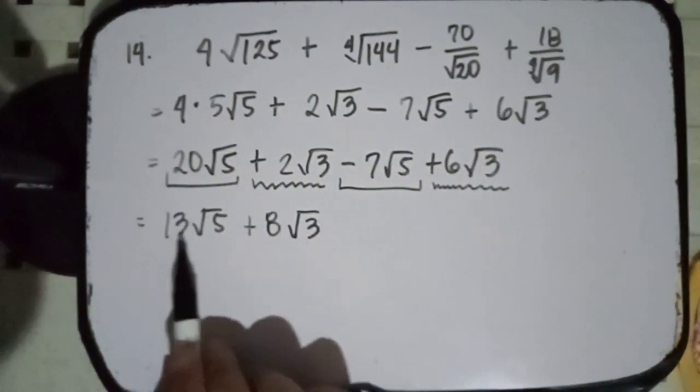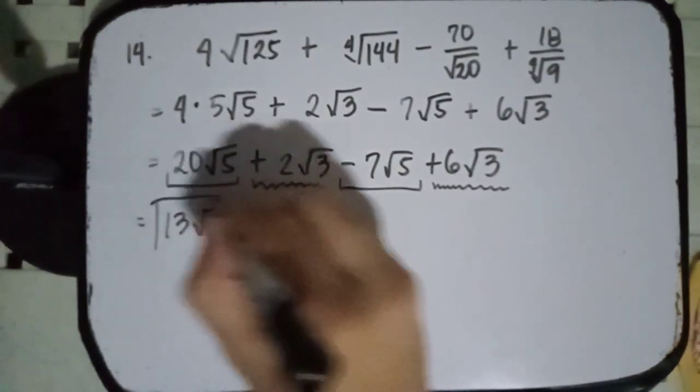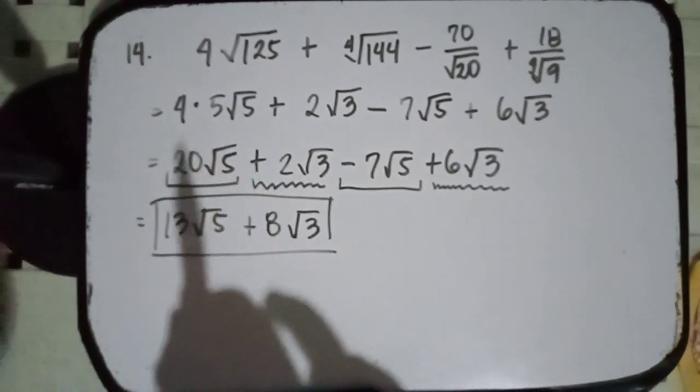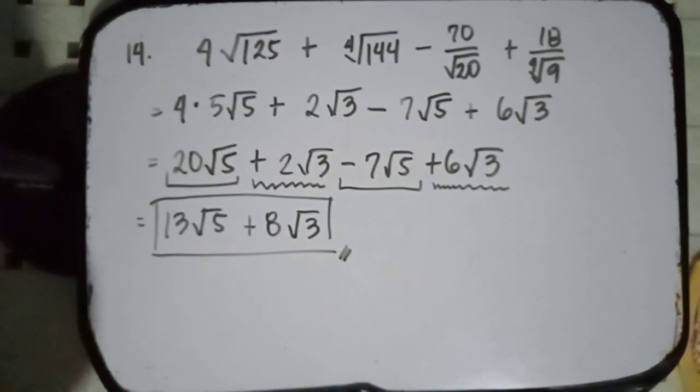Again, hindi muna pwedeng pagsamahin itong dalawa kasi magkaiba yung radicals. So therefore, ang sagot po ay 13 square root of 5 plus 8 square root of 3. And we're done for this video.